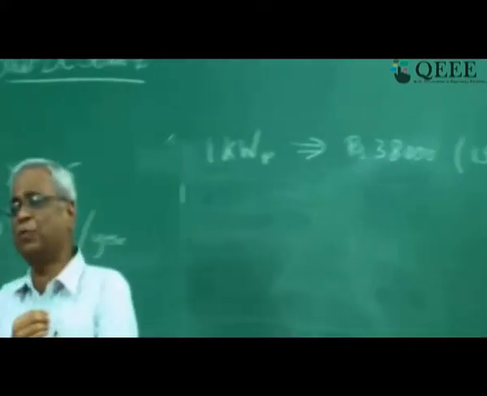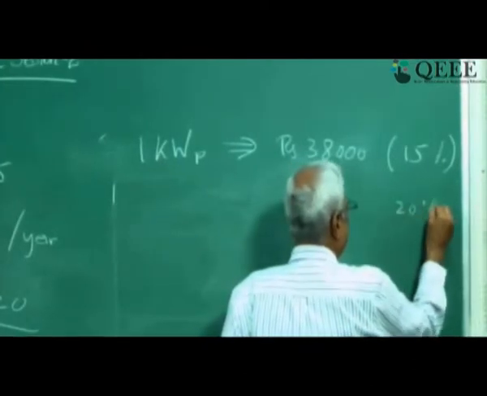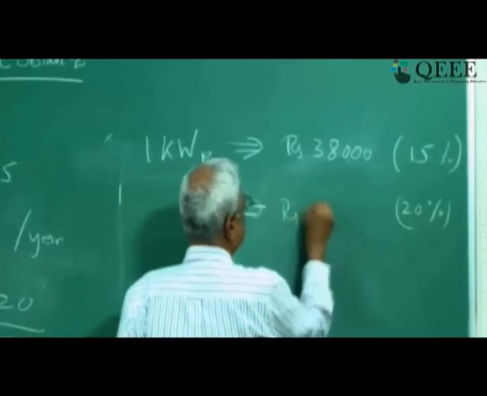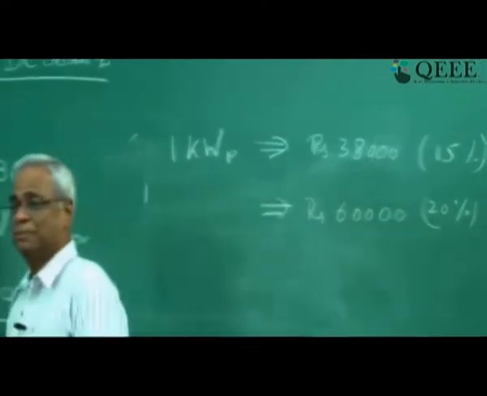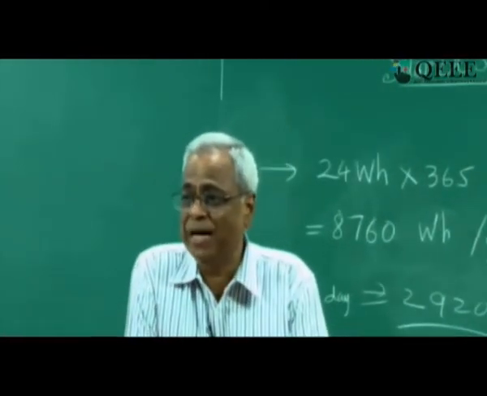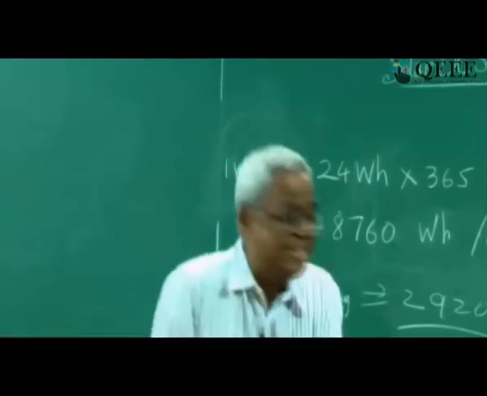Suppose I want to buy at 20%. What is the cost at 20%? Well, I don't have the exact number, but approximately I can say 60,000 rupees. Cost more or less goes up by 1.7 times. No, almost more, 1.8 times.